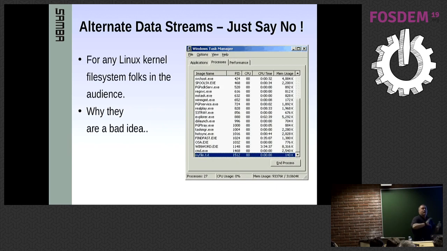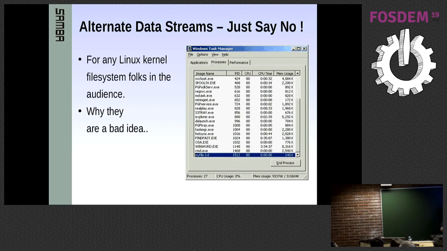Okay, so here's my last slide, and then we can go to questions. So here's why alternate data streams are a terrible idea. You probably can't see that terribly well, if there's any Linux kernel file systems people in the audience. But this was actually a slide provided to me by Ted Ts'o, who is a Linux kernel file system person.